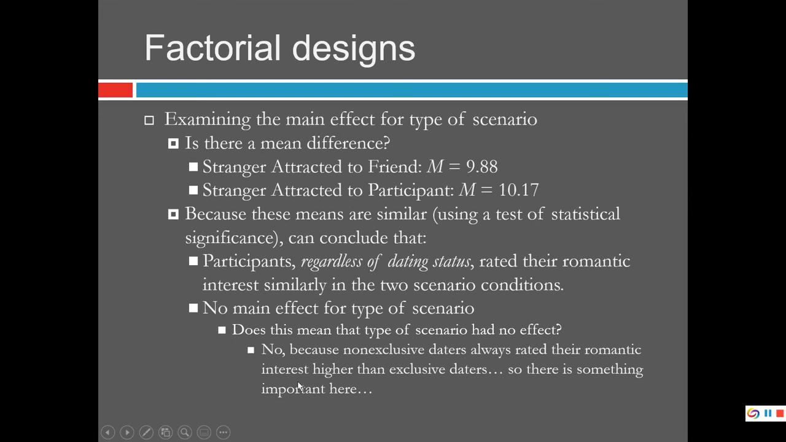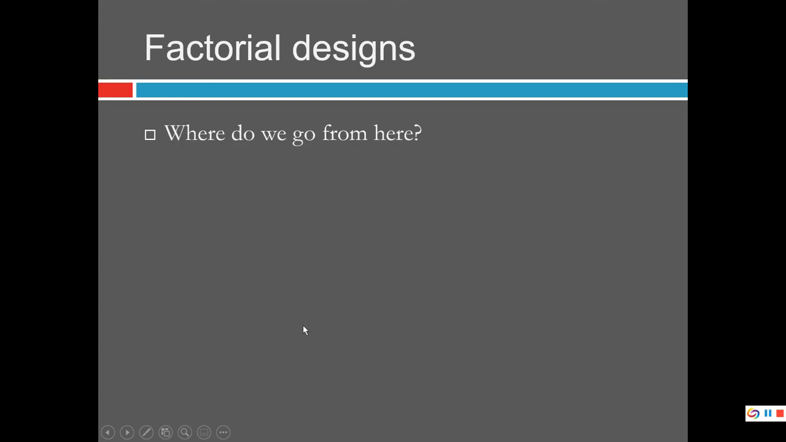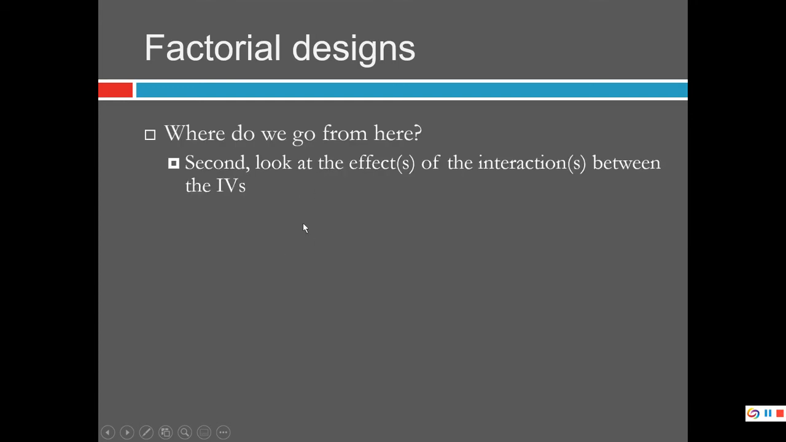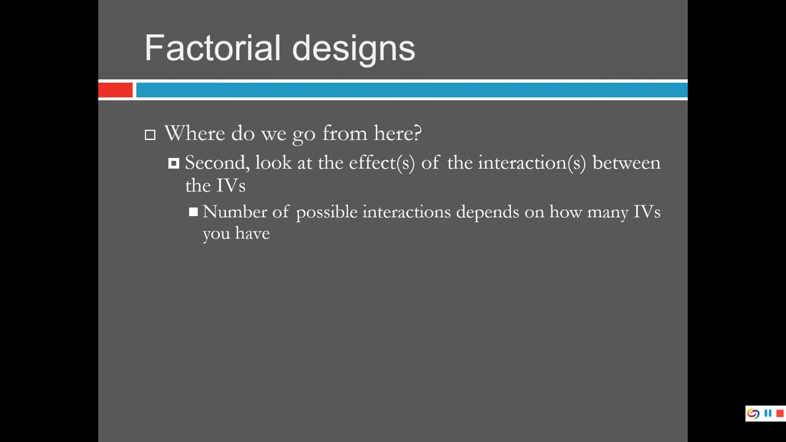So we want to look back at the data and think a little bit more about how these variables interact with one another. The way that we think a little bit past the main effects is to look at what we call the interaction. Remember that the effects of one variable might differ between different conditions of another variable.